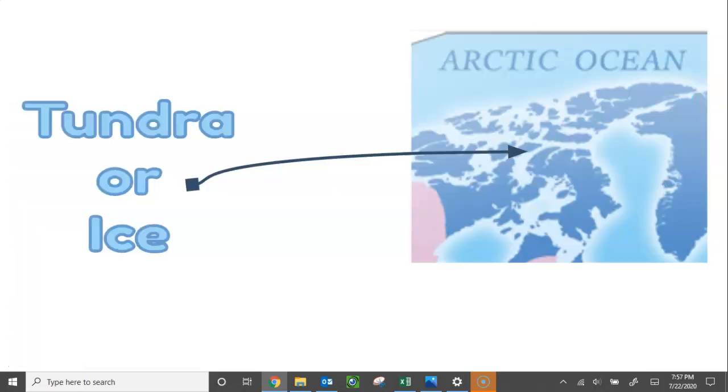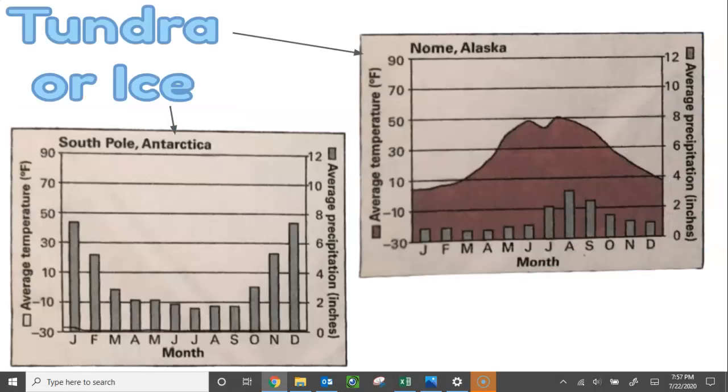Next, we have the tundra or ice. This should be self-explanatory. They're north of the Arctic Circle, south of the Antarctic Circle. They have long, cold winters and short summers. They have no vegetation other than some moss. So, Nome, Alaska is one example of a tundra climate. Nome, Alaska has very cold winters, cold summers, and little rain or snow. Antarctica is an ice cap climate. It's very cold all year with permanent ice and snow.